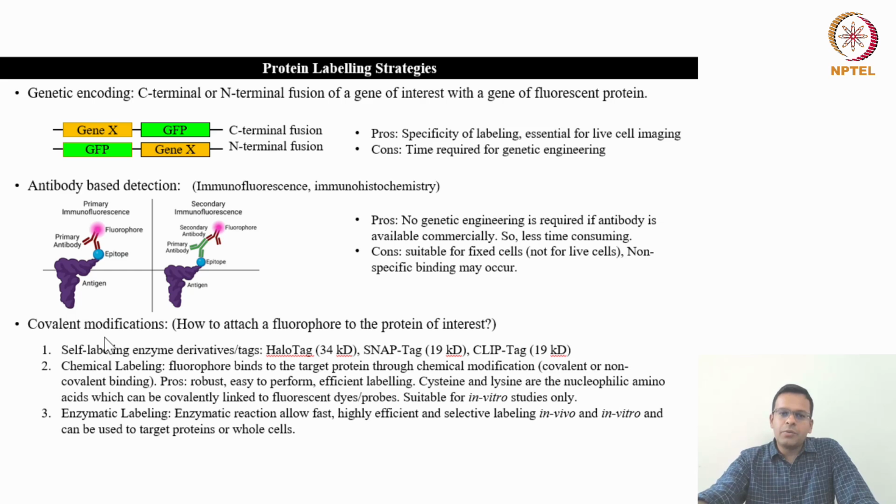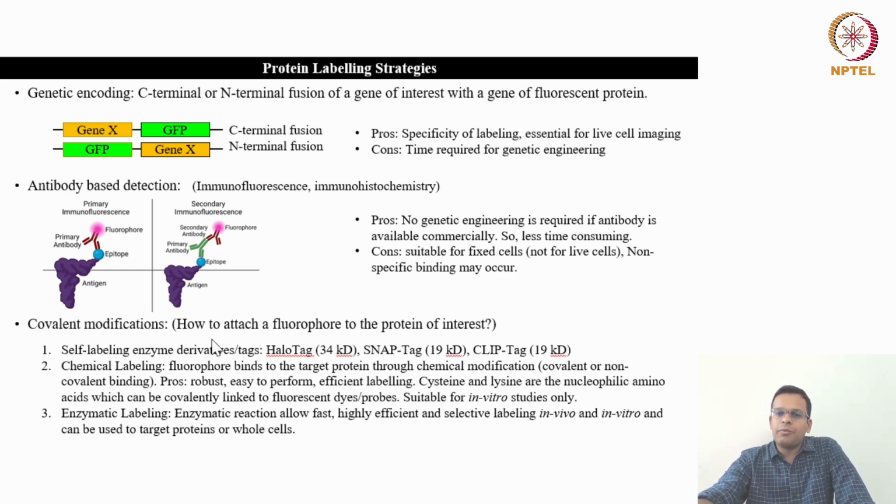Another approach, which is quite recent, that is used for labeling the proteins in cells, is known as covalent modification. There are several methods for that. The first method is known as self-labeling enzyme derivatives, or the tags. There are some tags available which are small protein moieties, known as halo tag, snap tag or clip tag. The way you fuse your gene with GFP, the green fluorescent protein, similarly you have to fuse your gene at the endogenous locus with a halo tag or the snap tag or the clip tag.